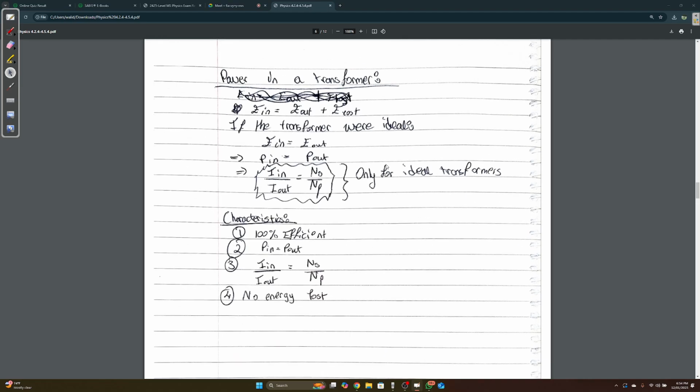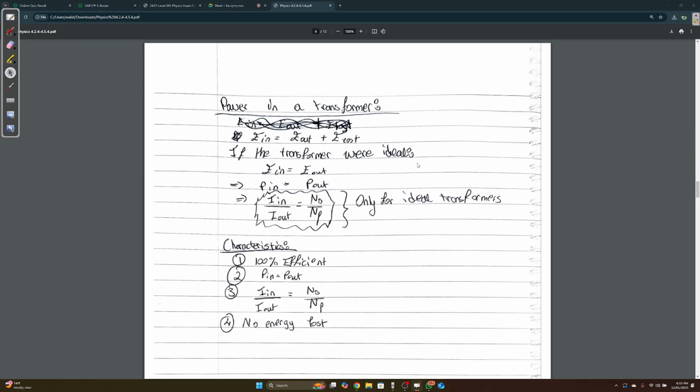Power in a transformer. Every electrical device has efficiency, because nothing works 100% efficiently. Since a transformer is also an electrical device, it's going to lose some of the energy as heat or whatever. So we have this formula: the energy going in is equal to the energy going out plus the energy lost. They don't really ask this, but it makes sense.